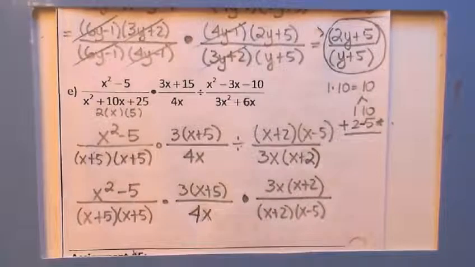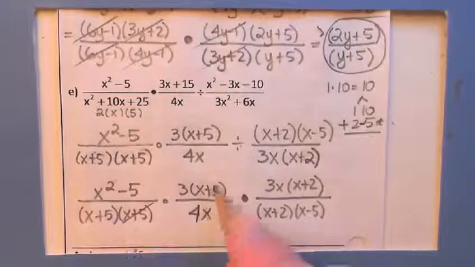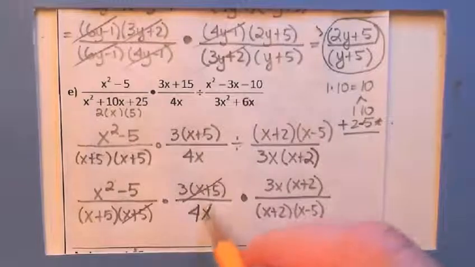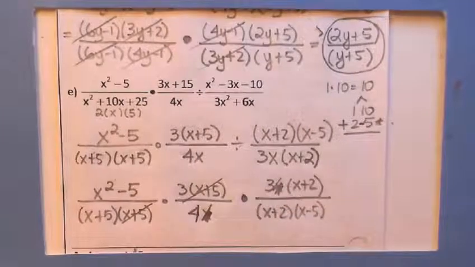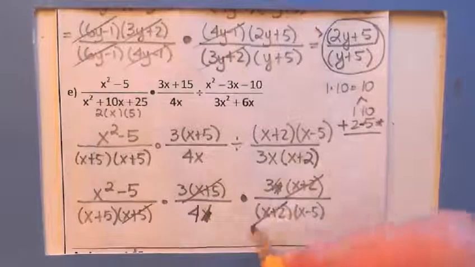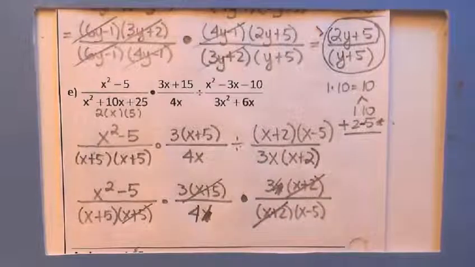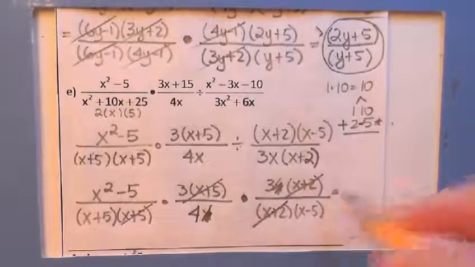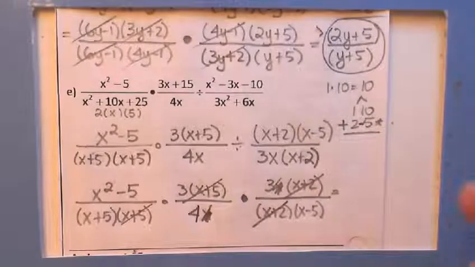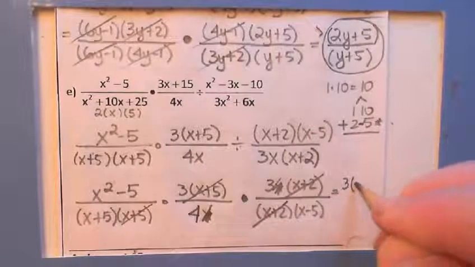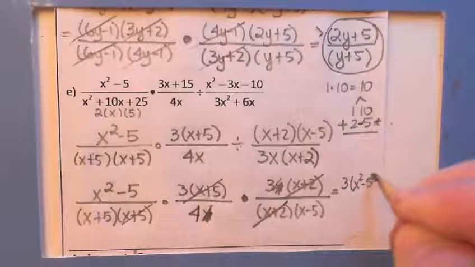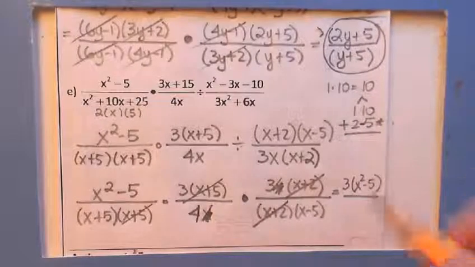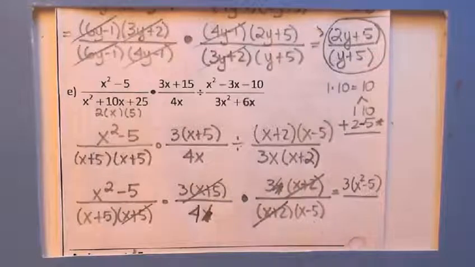Alright, so time to cancel things. So let the fun begin. So the x plus 5 cancel. I can cancel this x right here with this x right there. X plus 2 cancel. And I'm left with that. So on the top, I have 3 times x squared minus 5. And on the bottom, I have x plus 5, x minus 5.